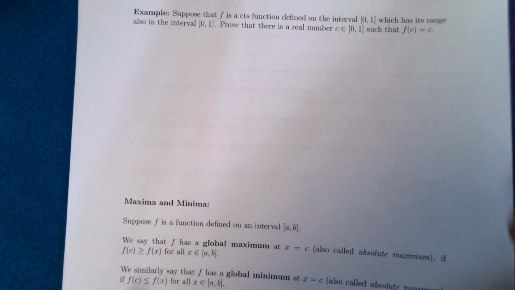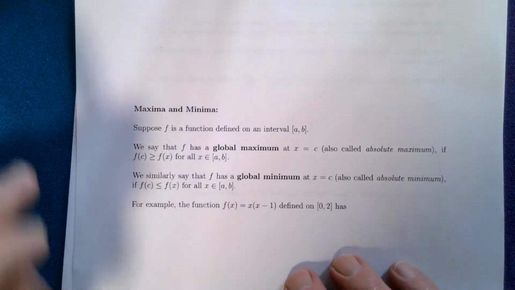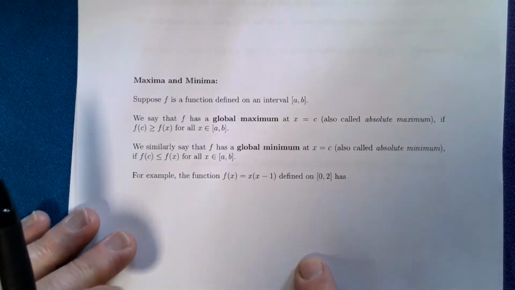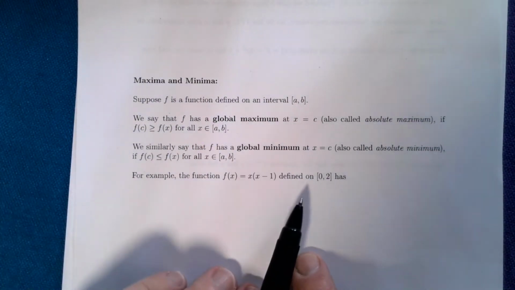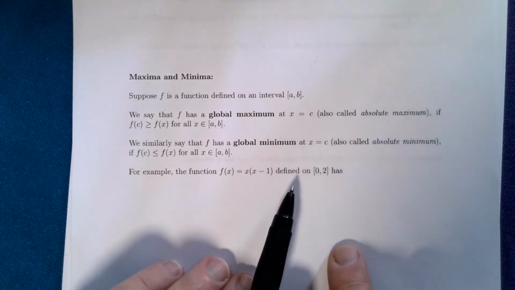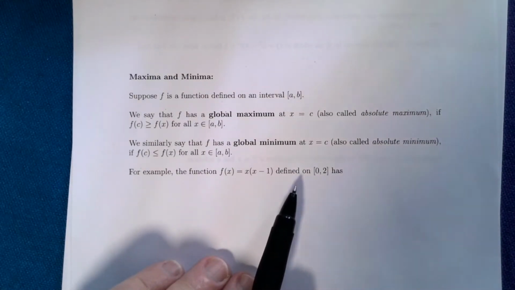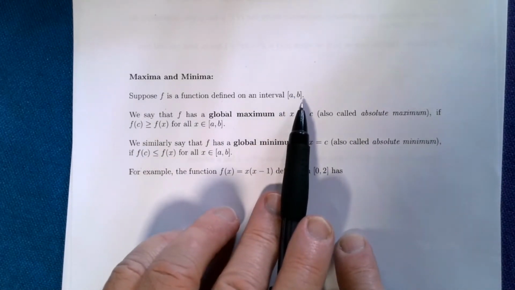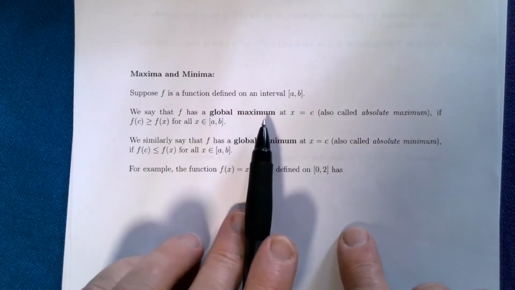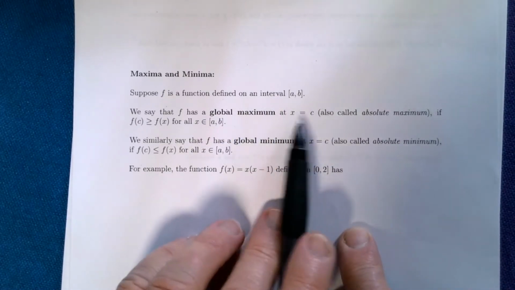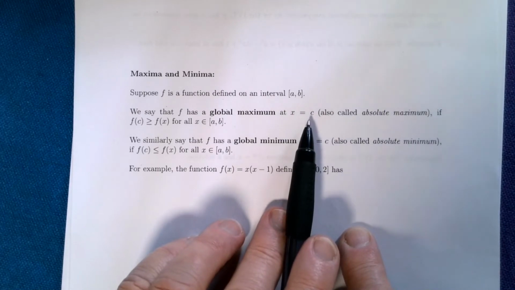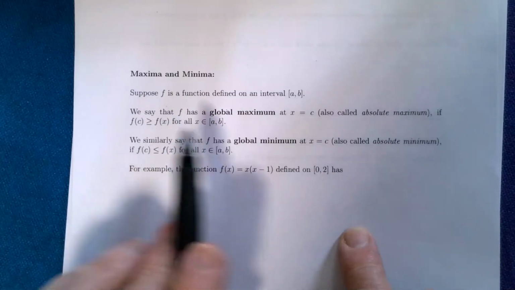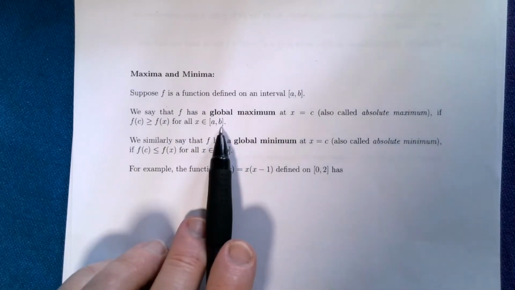So I want to talk now about maxima and minima, and we're talking about these globally. We'll look at what's called local max and min later, but we're going to talk firstly about global max and min. So we've got a function f defined on some interval a, b, and we say that f has a global maximum at some point c, also known as an absolute maximum, if f of c is bigger than f of x for all the other x's inside the interval.